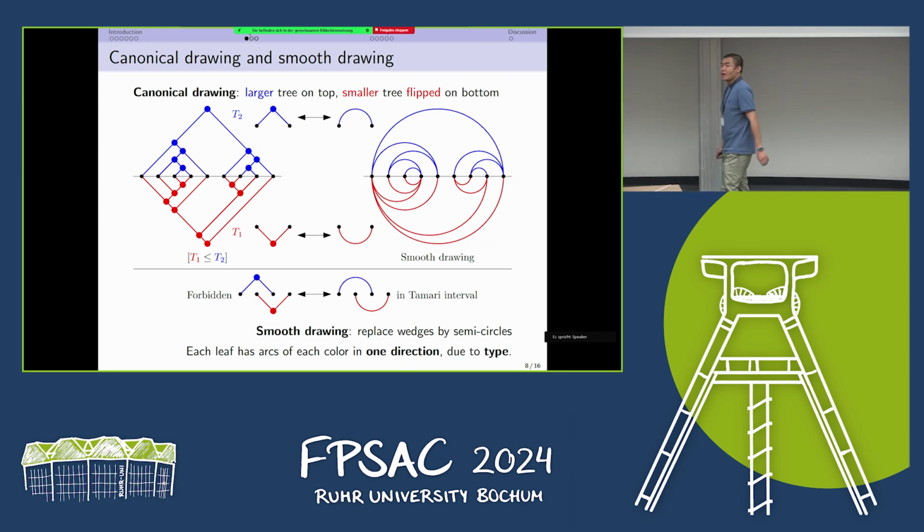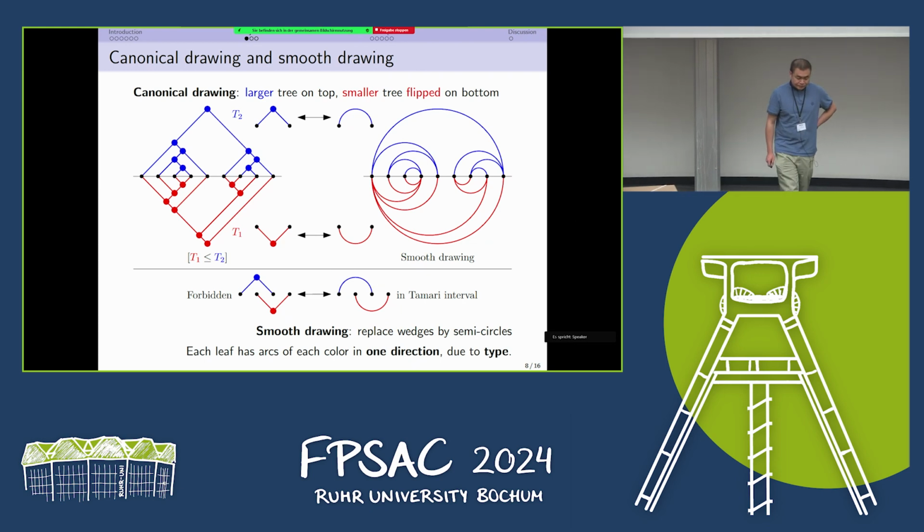Now we convert it to another drawing called a smooth drawing. It's quite simple. We look at any internal node. It spans from the leftmost leaf to the rightmost leaf, and we replace this wedge by a semicircle linking these 2 points. We do that for blue and red, and what we have is a smooth drawing. The forbidden pattern for Tamari intervals also works well with this bijection.